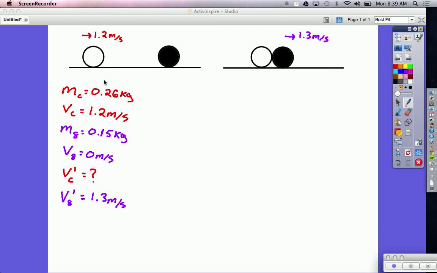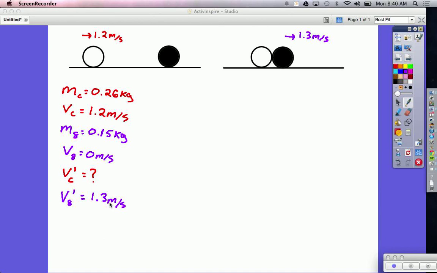So I've got the mass of the cue ball, the initial speed of the cue ball, the mass of the 8 ball, the initial speed of the 8 ball, what I want, which is the velocity of the cue ball after the collision, and I have the velocity of the 8 ball after the collision.